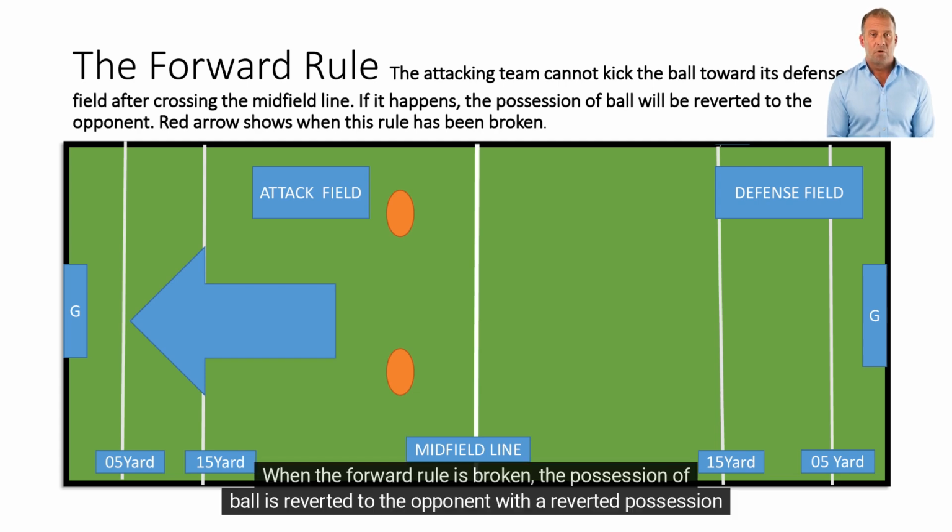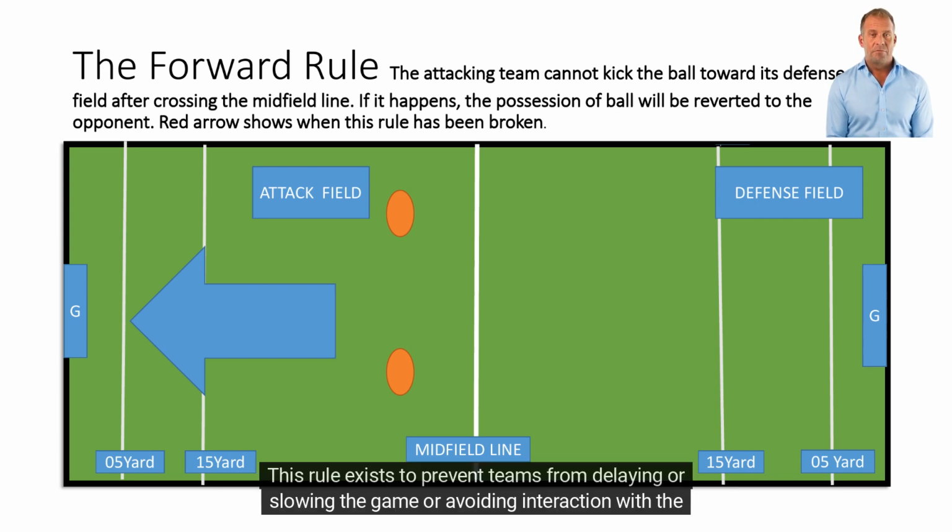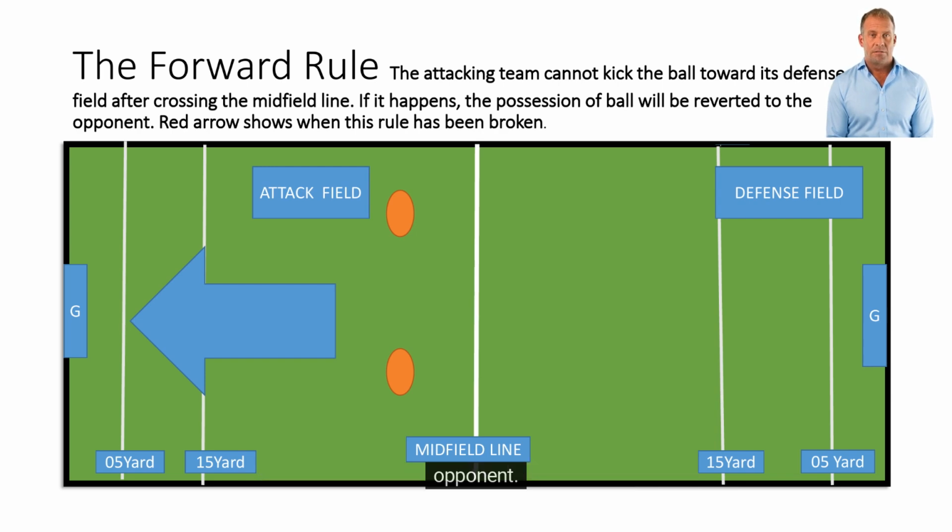When the forward rule is broken, the possession of the ball is reverted to the opponent with a reverted possession of ball kick. This rule exists to prevent teams from delaying or slowing the game or avoiding interaction with the opponent. This rule is in effect throughout the whole match.